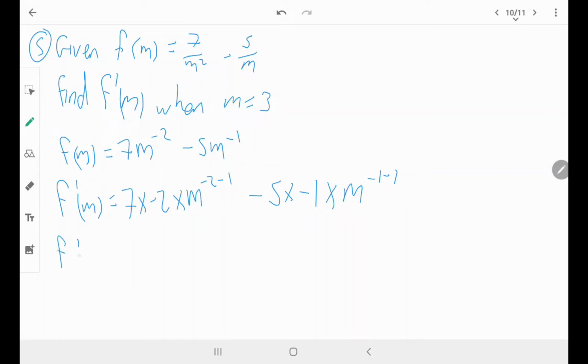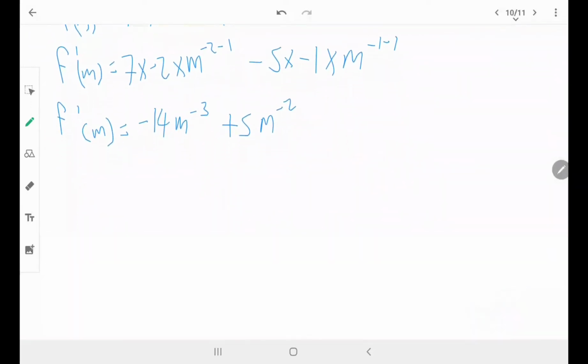So our differential f dash of m, no, I've done it again, that's not the first time, let's just carry on anyway. F of m, we always do that often with students. We're so used to writing f of x all the time, even if it's m or a different letter. So 7 times minus 2 is minus 14, m to the minus 3, minus 5 times minus 1 is actually plus 5, m to the minus 2.